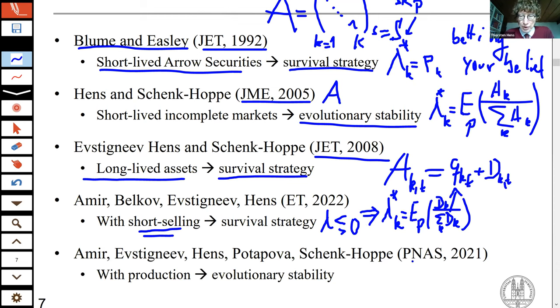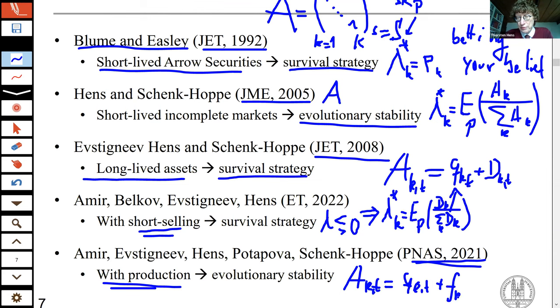And finally, this is how you got interested in my research, in a recent paper in the Proceedings of the National Academy of Sciences. We have been the first to do asset pricing models in this evolutionary portfolio theory where the payoffs are generated with a production function. So now the payoff of asset K in period T is equal to the price, the resale value at which you can resell it, and the dividends, but the dividends are produced by a production function.